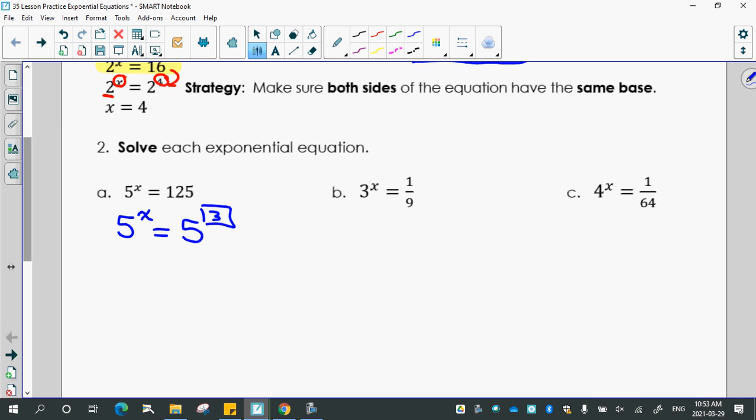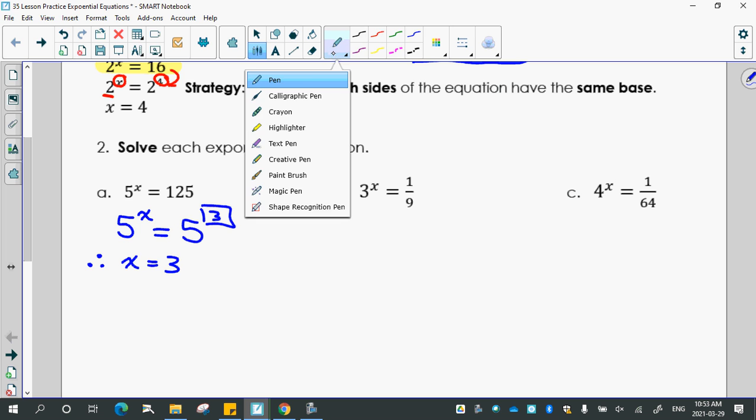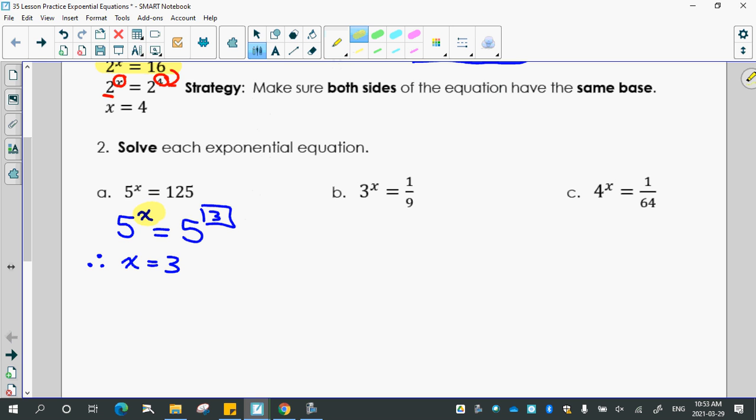In exponential equations, the only way this equality can hold if the bases are the same is if the exponents are also the same. So at this point I put a little therefore, x has to equal 3. Once you get the bases both the same, the exponents have to be equal. Otherwise, it's not an equation. Okay? All right?